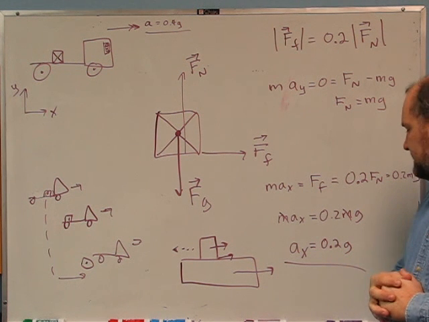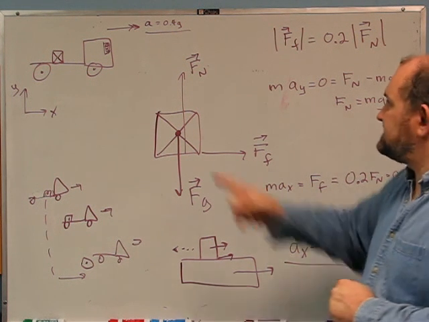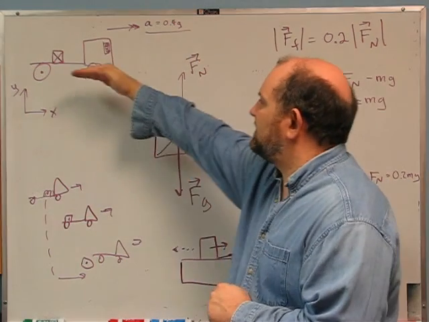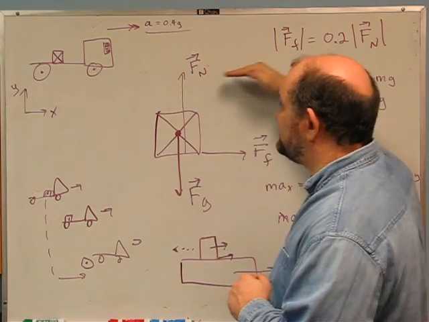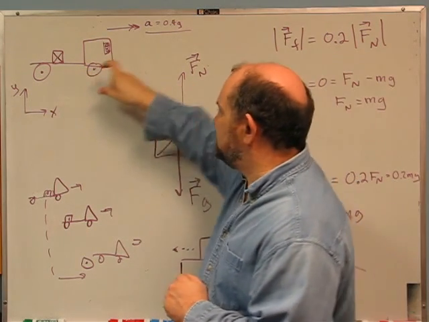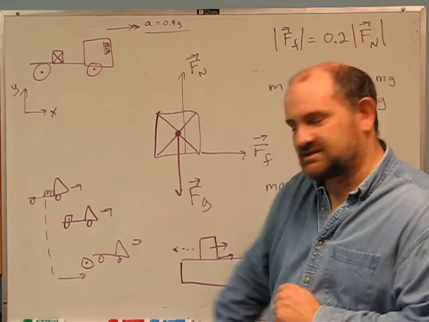The crate will accelerate to the right at 0.2 g, which is less than the truck is accelerating. So when we say the crate falls off the back of the truck, really the truck sort of moves out from underneath the crate, and the friction isn't enough to keep the crate up, and the crate slides off the back.